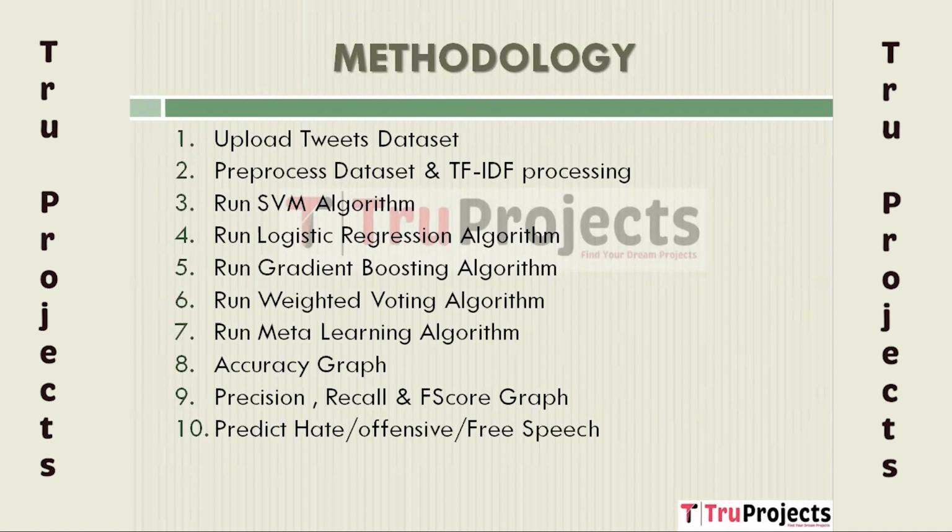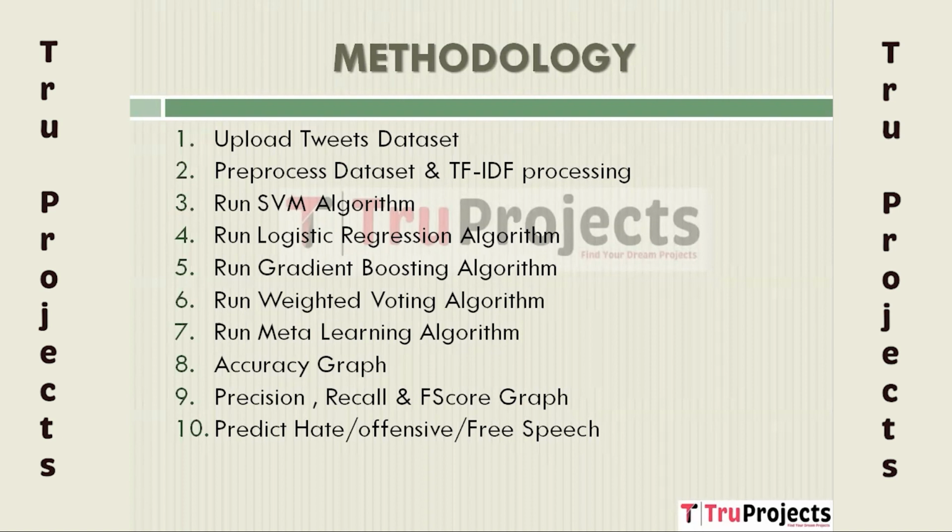Third one is run SVM algorithm. This module involves training and evaluating a support vector machine classifier on the pre-processed and TF-IDF transformed dataset. The classifier is trained on classified tweets into specific classes, which are hate, offensive, and free speech. The accuracy, precision, recall, and F-score of the SVM classifier is computed and presented as output. Similarly, we will run logistic regression algorithm, gradient boosting algorithm, weighted voting algorithm, and meta-learning algorithm.